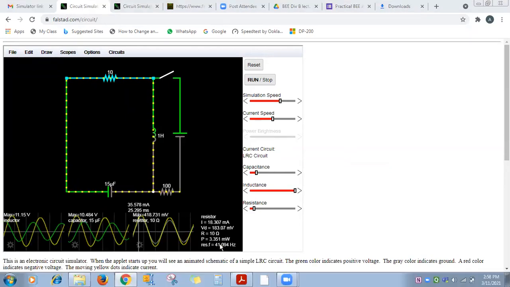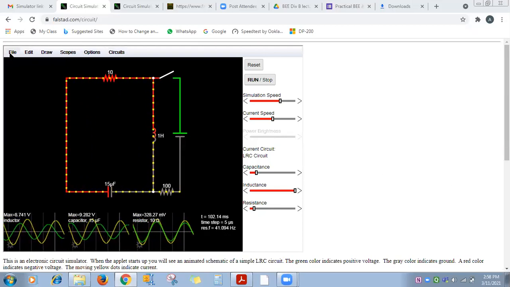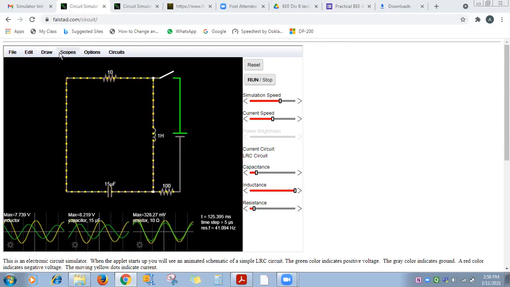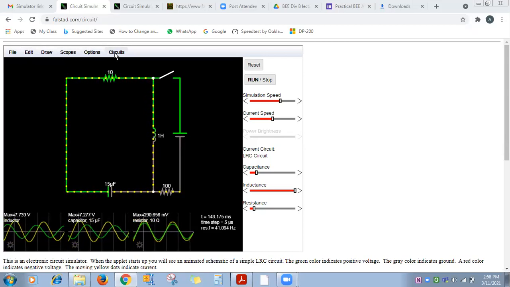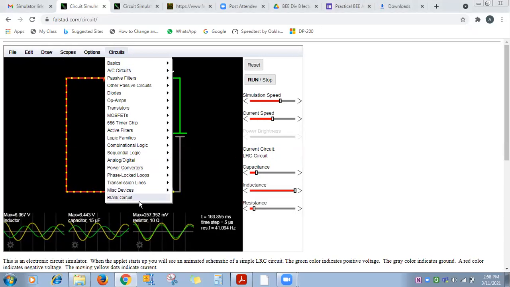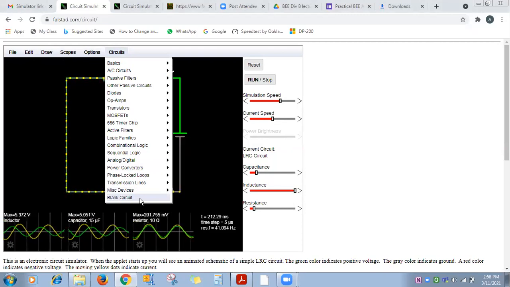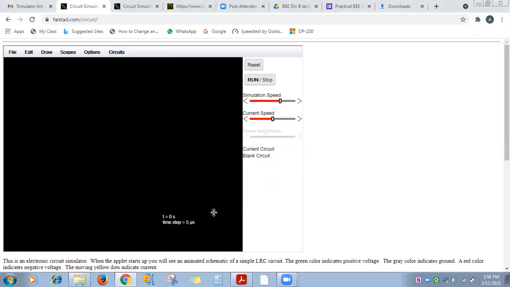Yes, ma'am. Now what you have to do? See, here options are there: file, edit, draw, scopes, options, and circuits. So in circuits, what is the last option? Blank circuit. Click on it. Okay, so this blank window appears. Now here you can design that circuit.